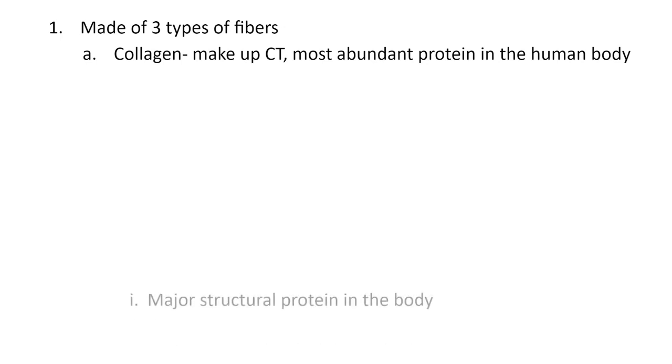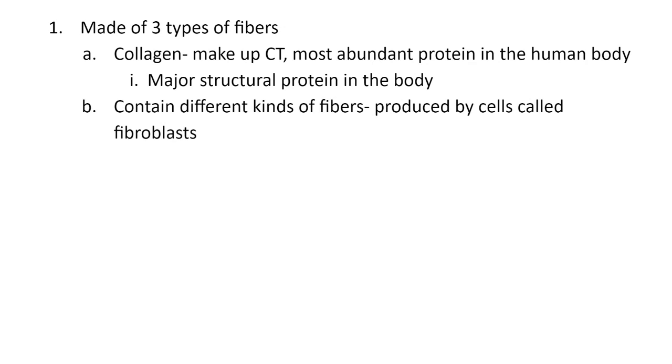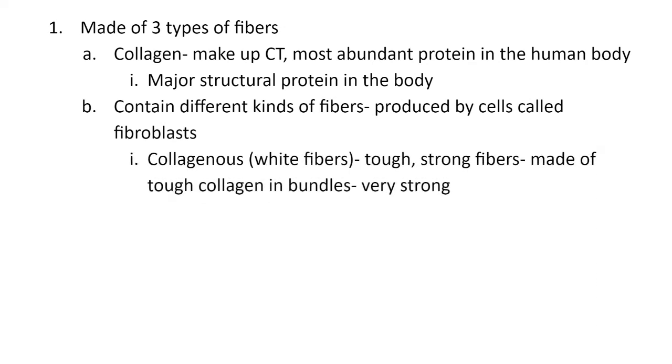All connective tissue is going to be made up of three types of fibers. You're going to hear me say fibers a lot throughout these videos. Okay, so the first type, and really they're all made of collagen, which is a protein. You see there the major structural protein of the body. So this collagen is going to be put together in different ways to form these fibers. These fibers are going to be produced by cells called fibroblasts.